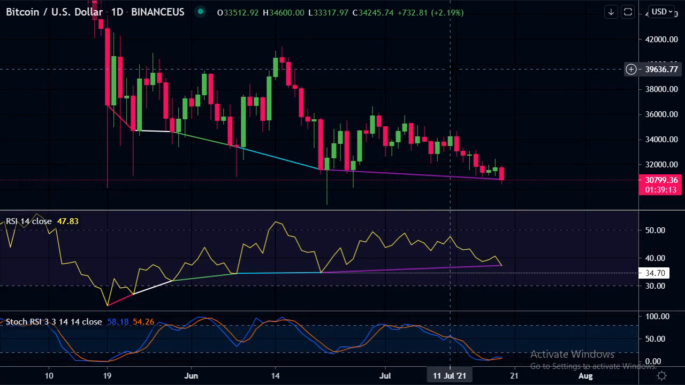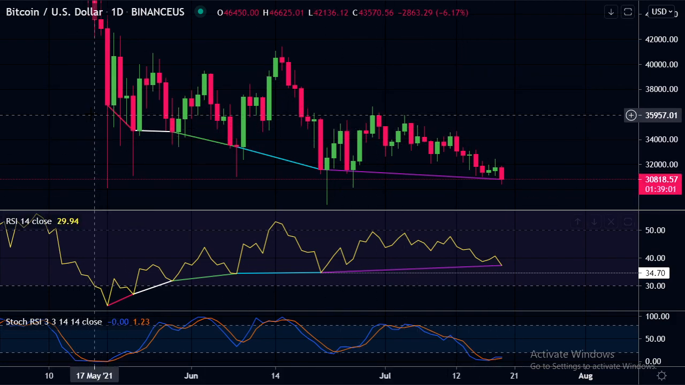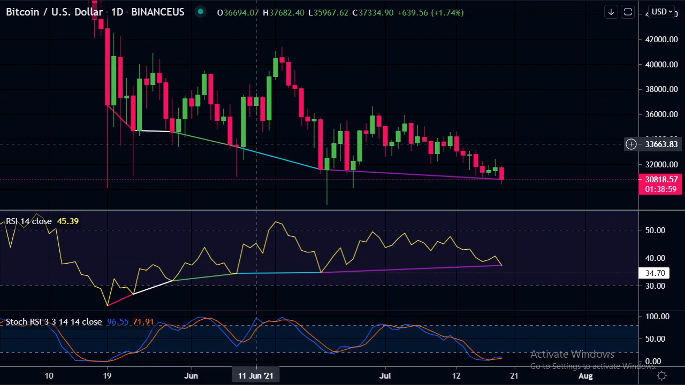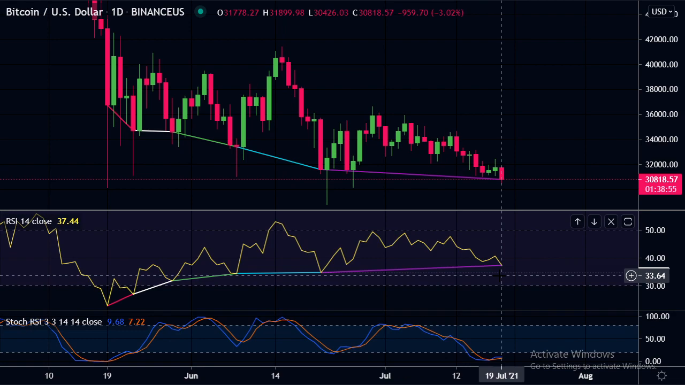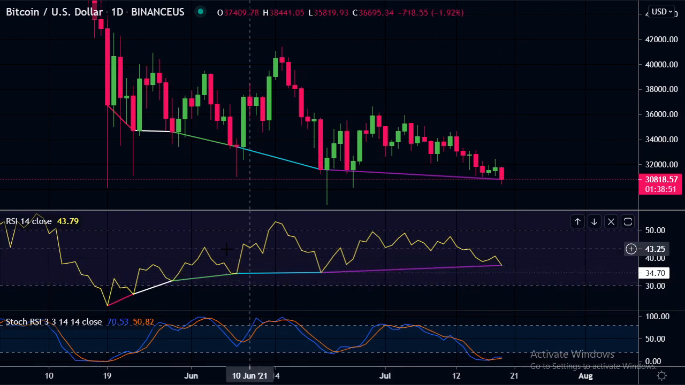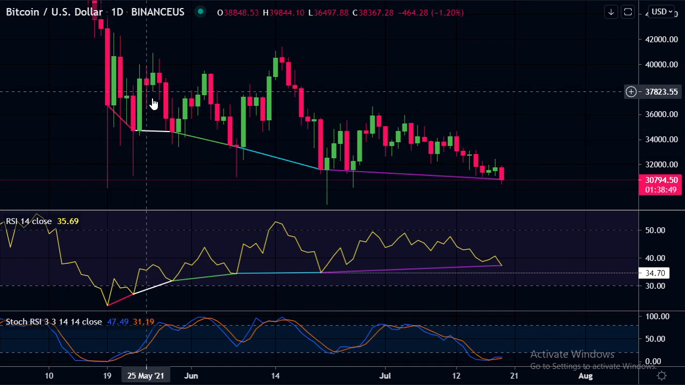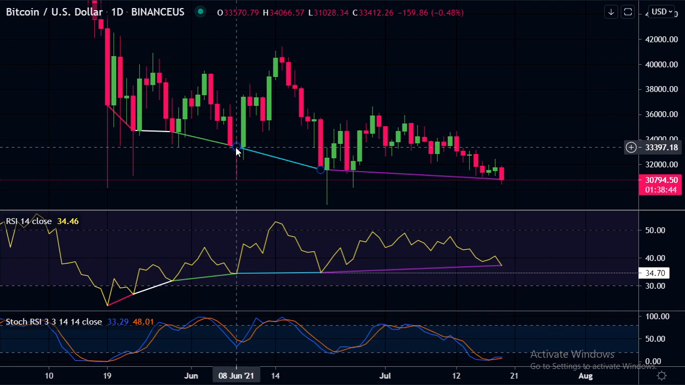I just want to start here with Bitcoin on the daily. We've been stuck in this range for a couple of months now. And just want to point out that although we've been making lower lows here, we've also been making higher lows on the RSI. We have been creating these bullish divergences here, and they have resulted in pumps back to the upside, but with no follow through. We've always come back down lower.